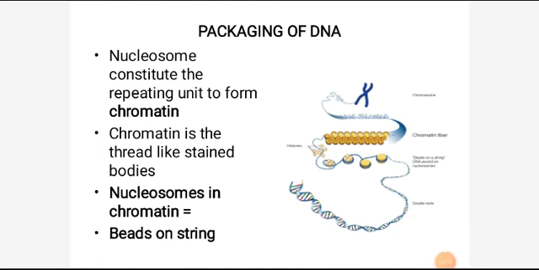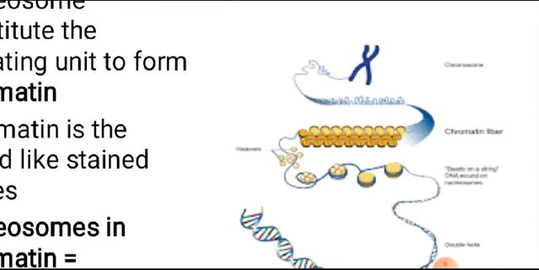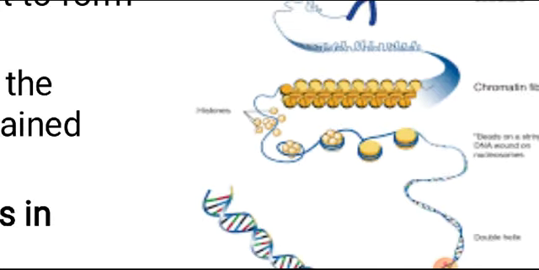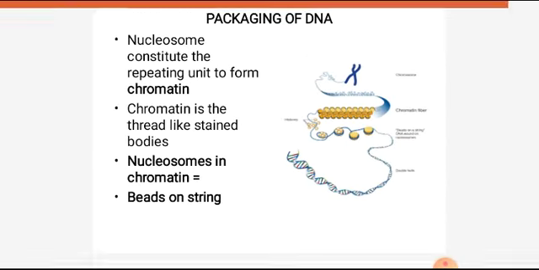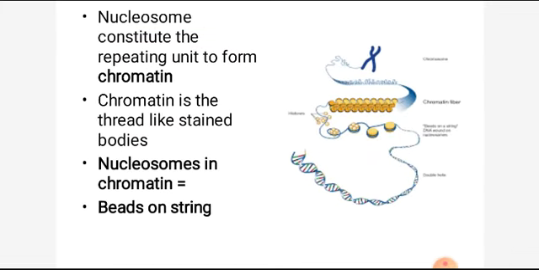Here we can see the packaging of DNA. The nucleosome constitutes the repeating unit to form chromatin. Chromatin is a thread-like stained body. Here we can see the structure of chromatin. Nucleosomes in chromatin look like beads on a string.